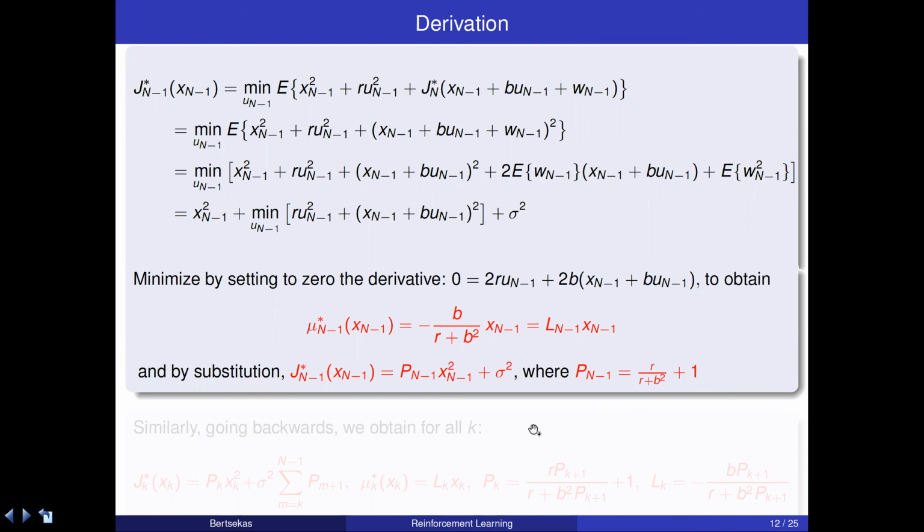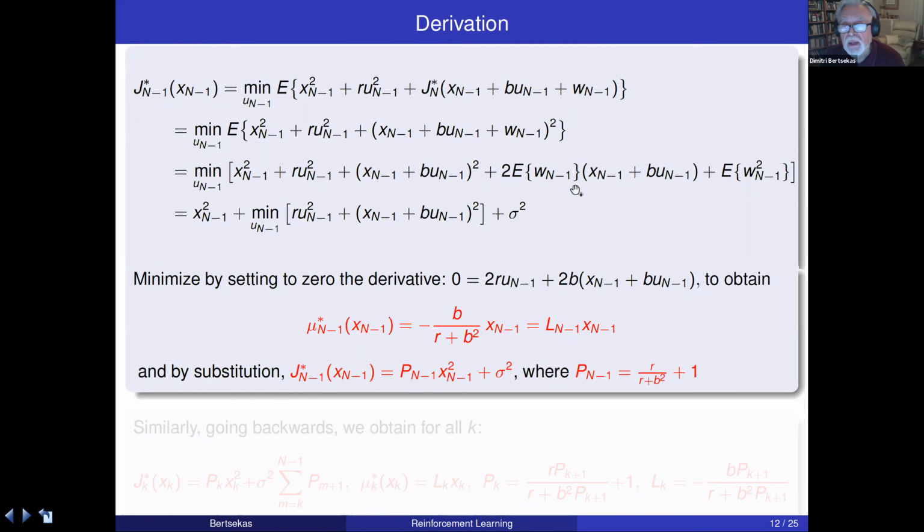Excuse me. I have a question. Is there another typo in the derivative equation? I think it should be 2, not 2b. In the middle equation, 0 equals 2. This equation here? Yeah. I thought it should be 2, not 2b. Okay, I'm taking the derivative.